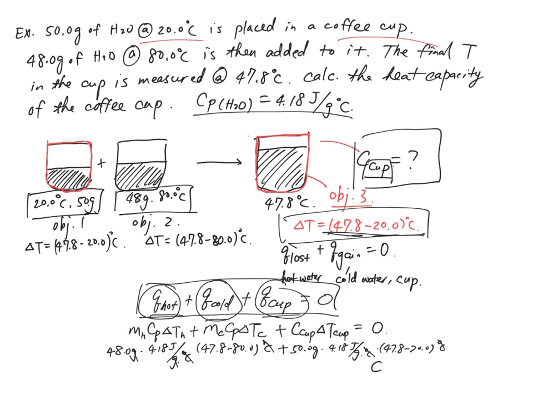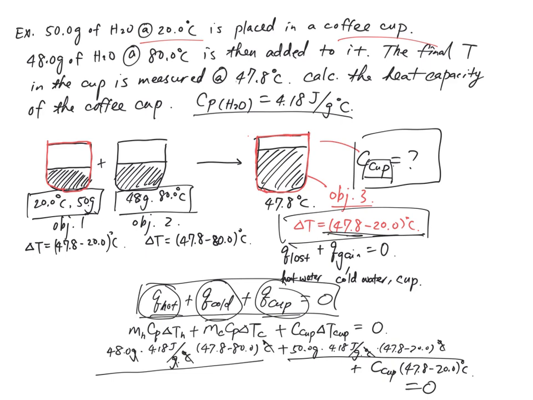Now, plus C of the cup, that is what we wanted. Delta T of the cup is 47.8 minus 20.0 degrees Celsius. The total of that equal to 0. So essentially this is a number. This is also a number. And those two numbers together plus C cup, let's say that's our X, times another number equal to 0. That's a pretty simple algebraic situation that you can solve.